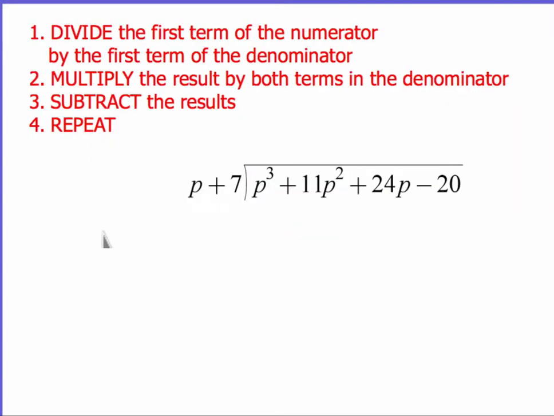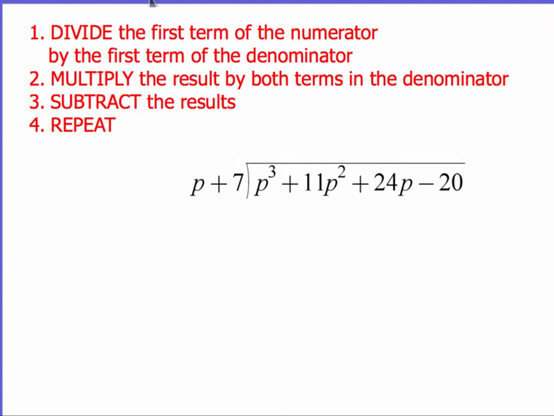Okay, so let's take a look at a problem. This is the problem we're doing, so let's work our way through. The first step: divide the first term of the numerator by the first term in the denominator. We're doing p cubed divided by p, so first term, first term. That gives p squared. Then we're going to multiply. p squared times p is p cubed, and I'm lining them up over the term with the same exponent. p squared times 7 is 7p squared.